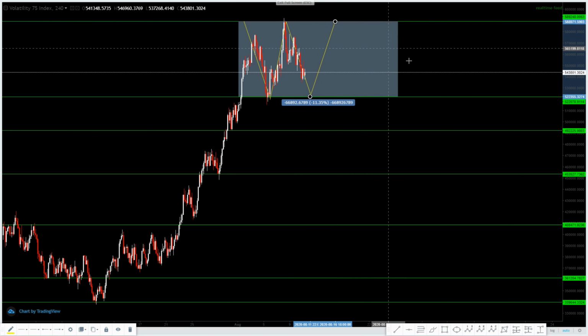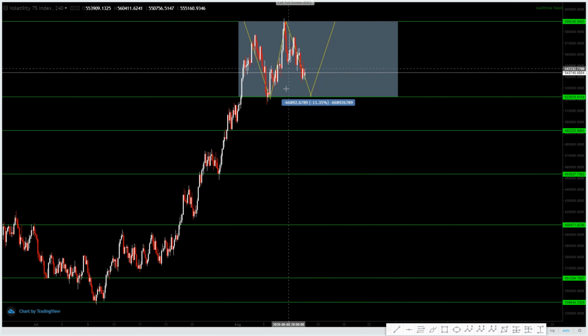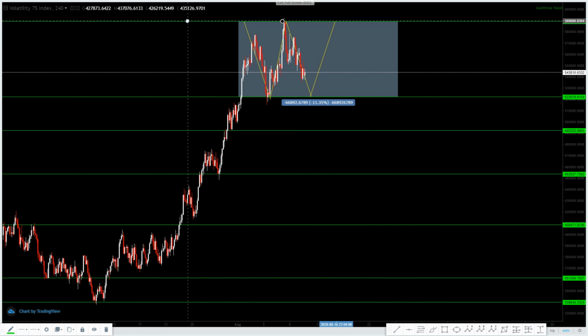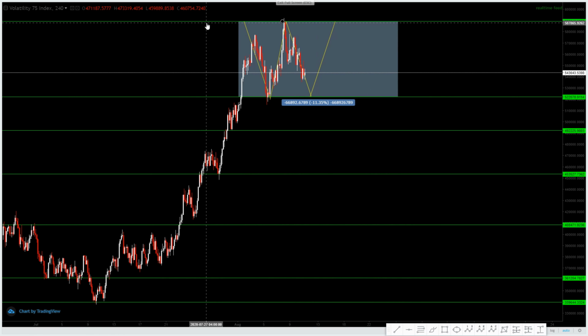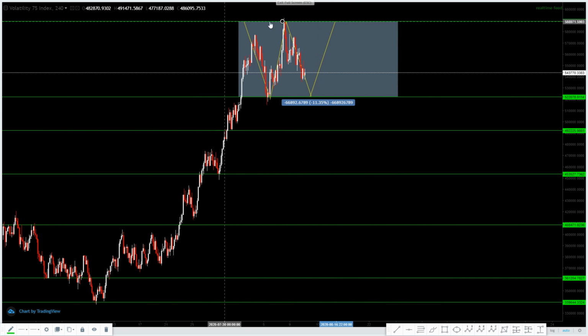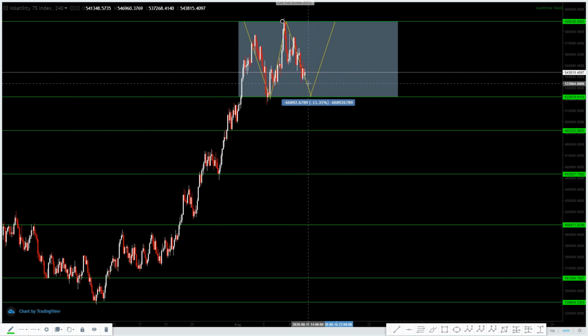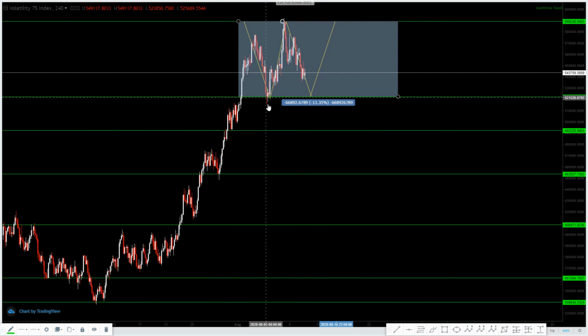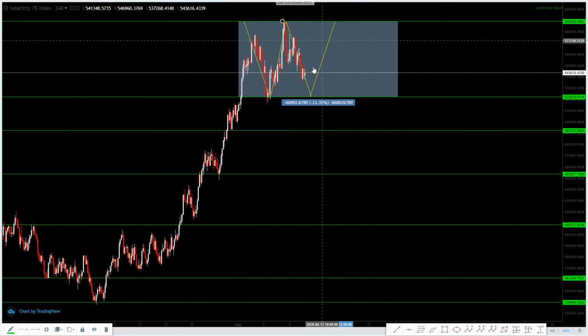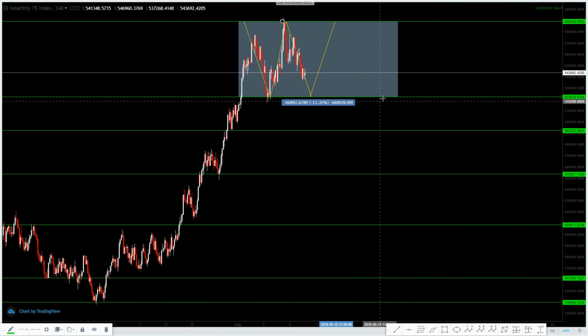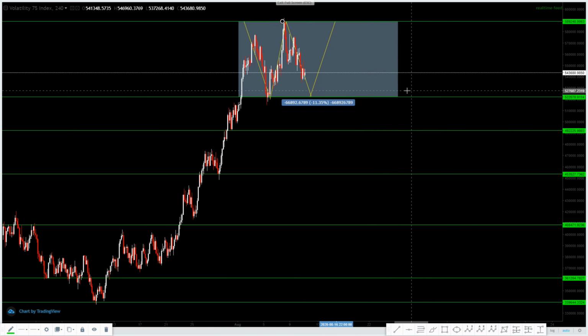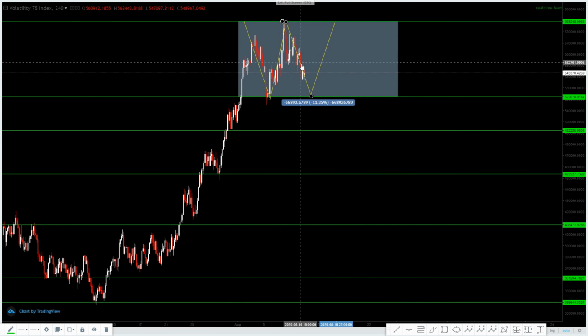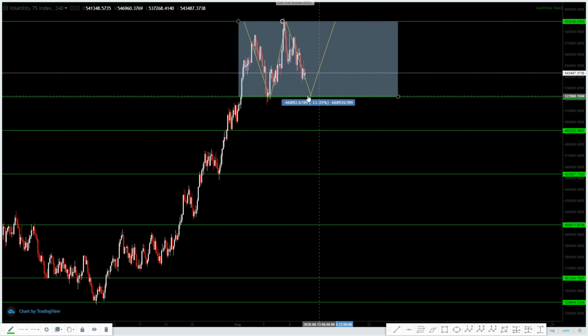Then in this case, I will consider this market as a ranging market, not a downtrending market, because a ranging market usually moves high, low, lower high, low, lower high. So once it's not able to break my previous support level, I will consider the market to be a ranging market.